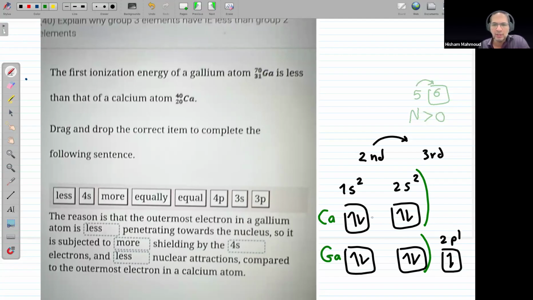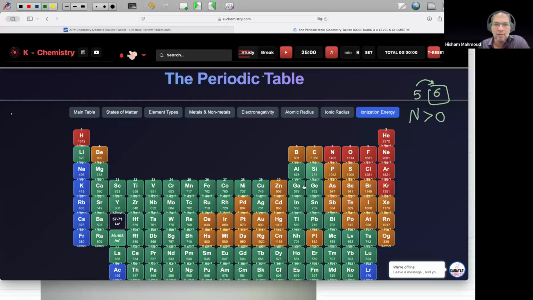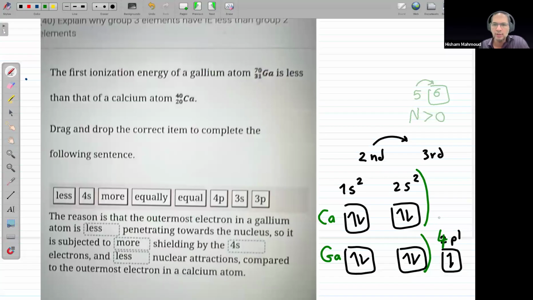The outermost electron, but in this case, it will not be 2, it will be 4. So 4p1, and this will be 4, and this will be 3. So this outermost electron is less penetrating, it's sitting outside towards the nucleus, while this is more penetrating. Less penetrating means away from the nucleus. So it's subjected to more shielding.